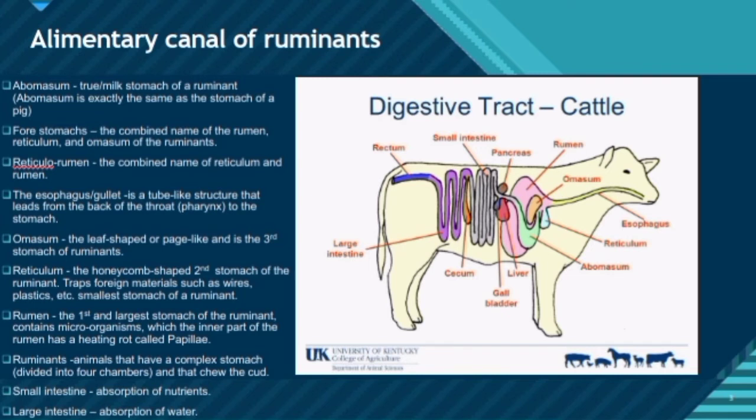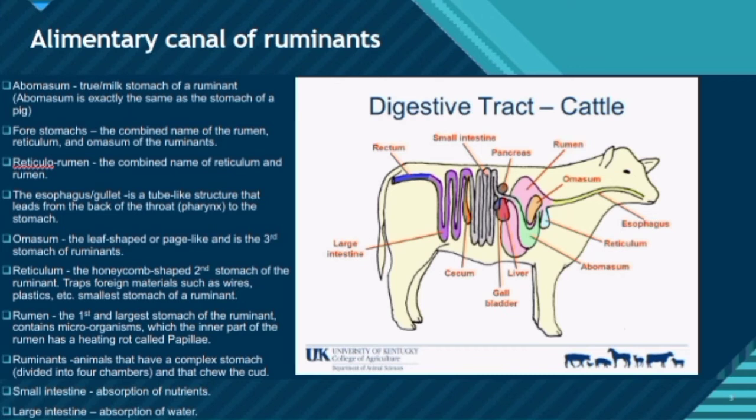And then the four stomachs, the first stomach is the combined name of the rumen, reticulum, and omasum of the ruminant, right? So if I don't want to say rumen, reticulum, and omasum, I can say the four stomachs. And the reticulorumen is the combined name of the reticulum and rumen. If I don't want to say rumen and reticulum, I can say reticulorumen. These are one word questions that they can ask you.